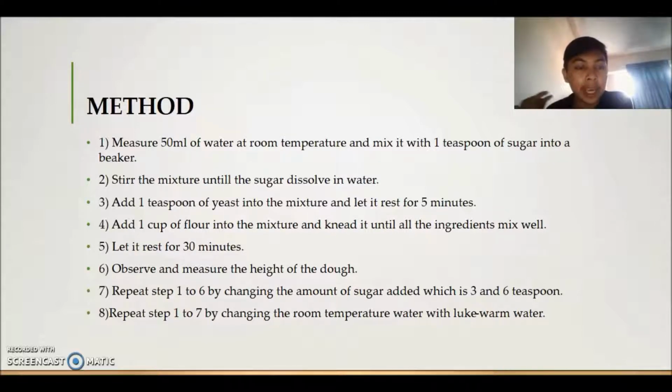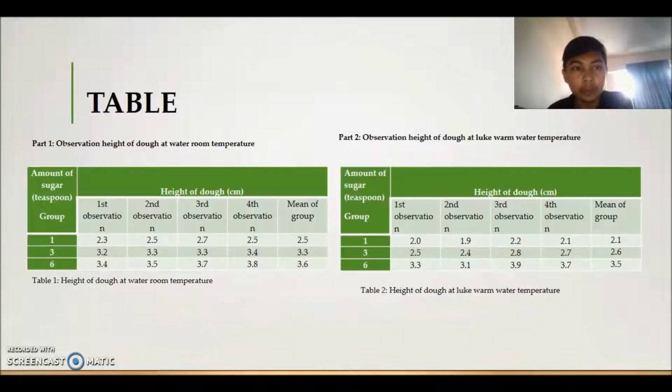Third, we add 1 tablespoon of yeast into the mixture and let it rest for 4 minutes. Then, we add 1 cup of flour into the mixture and knead it until all the ingredients mix well. Then, we let it rest for 30 minutes. We observe and measure the height of the dough. We repeat steps 1 to 6 by changing the amount of sugar added to 3 and 6 tablespoons. Repeat steps 1 to 7 by changing the room temperature water to lukewarm water.